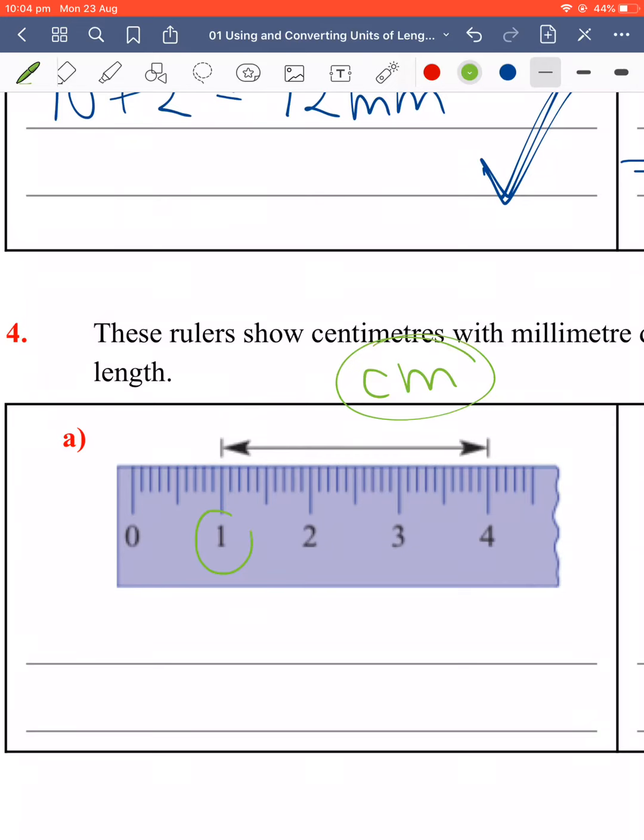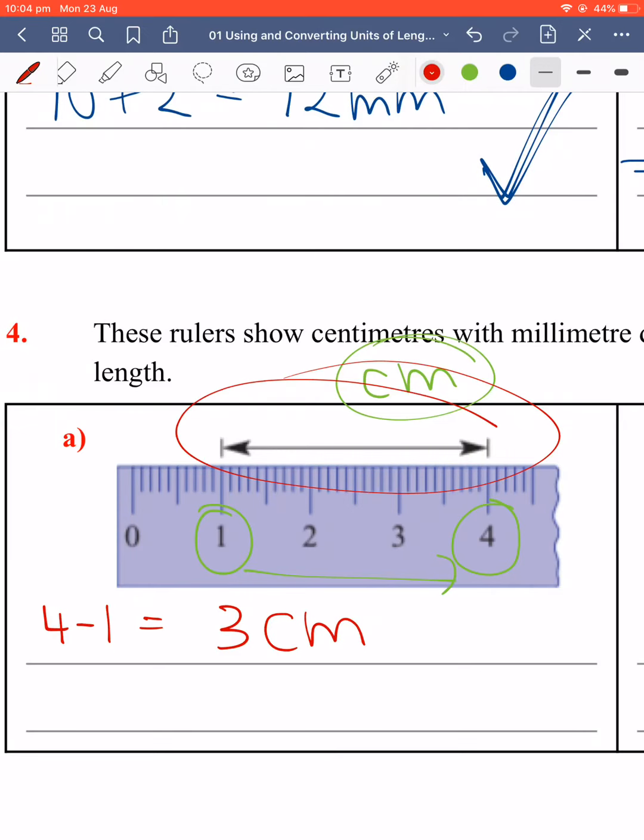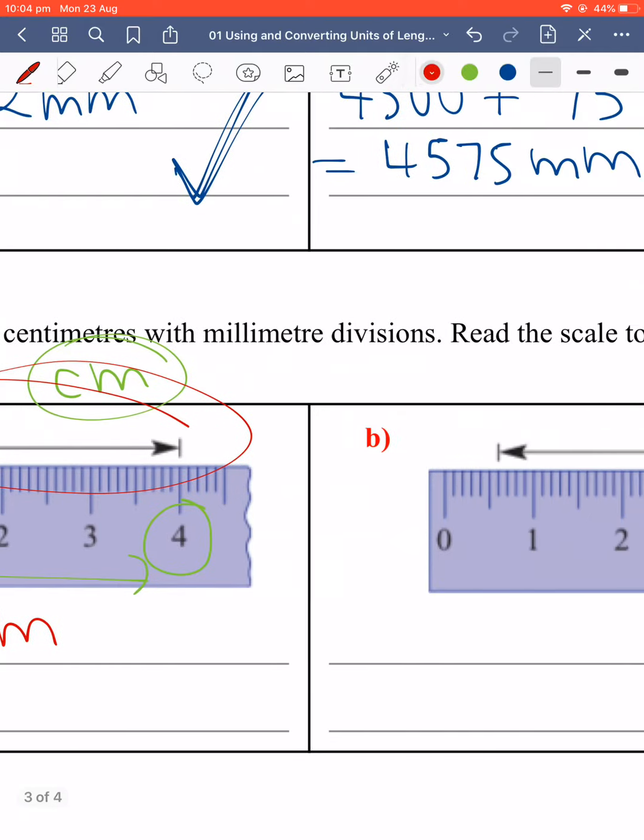So I'm starting at 1 and I'm going to 4. If I was writing out my working, I'm going from 4 to 1, which means I end up with 3 centimeters in length. So this here is 3 centimeters in length.